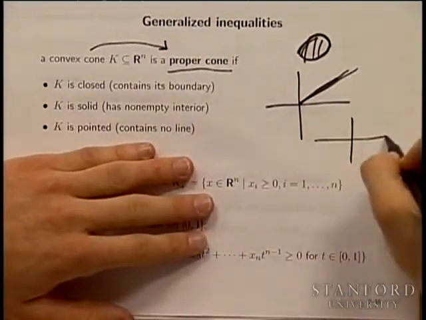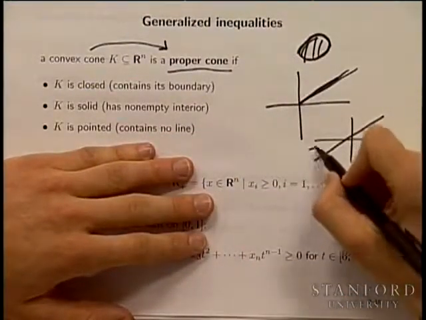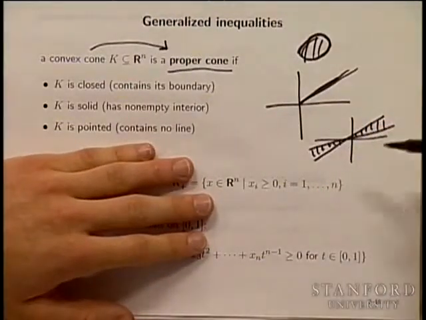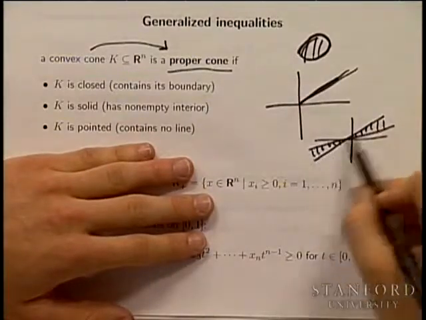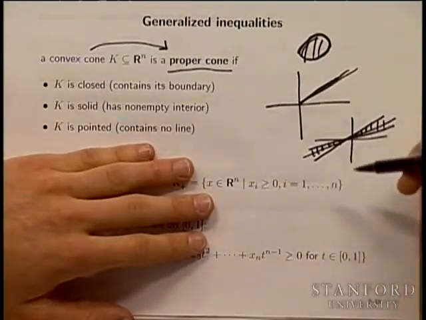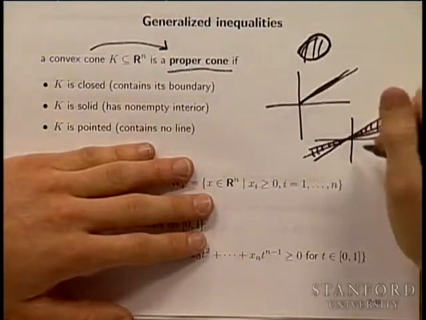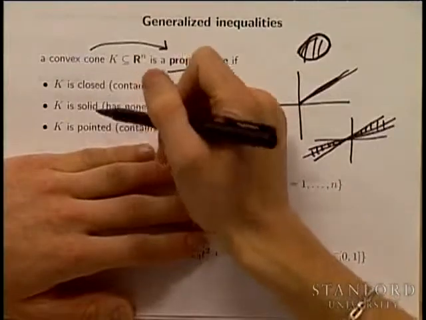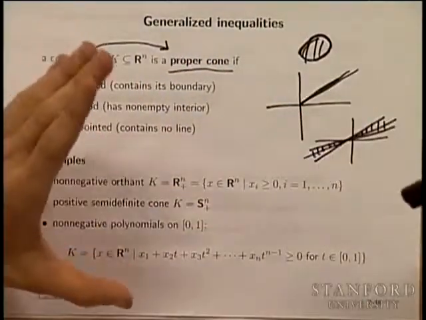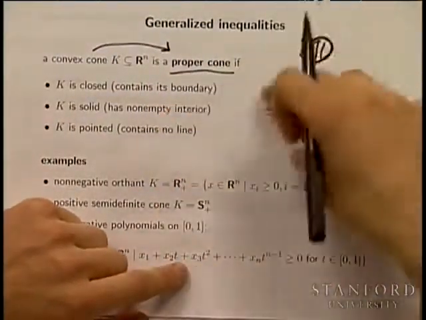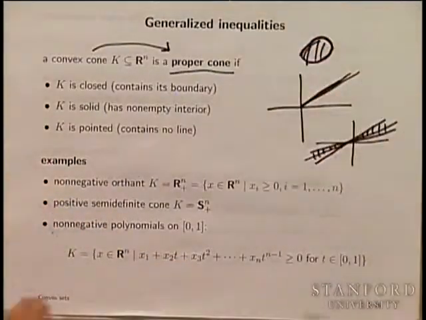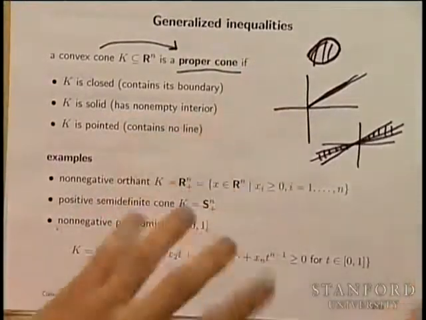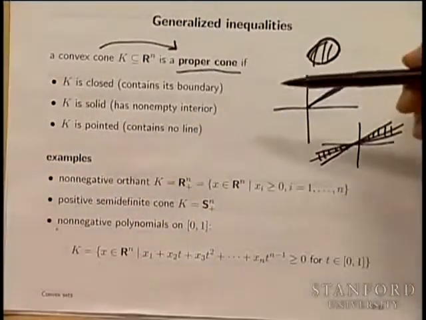So that means that, say, this set here is a cone, and it's also a convex cone, but it's not a proper cone because it contains this line here through the origin. So this is not pointed. So these are the requirements. It has to be convex, closed, solid, and pointed, and that gives us a proper cone. And we'll find that that's pretty useful. If we didn't have these constraints, when we go to generalized inequalities, they'd fall to pieces quite quickly.